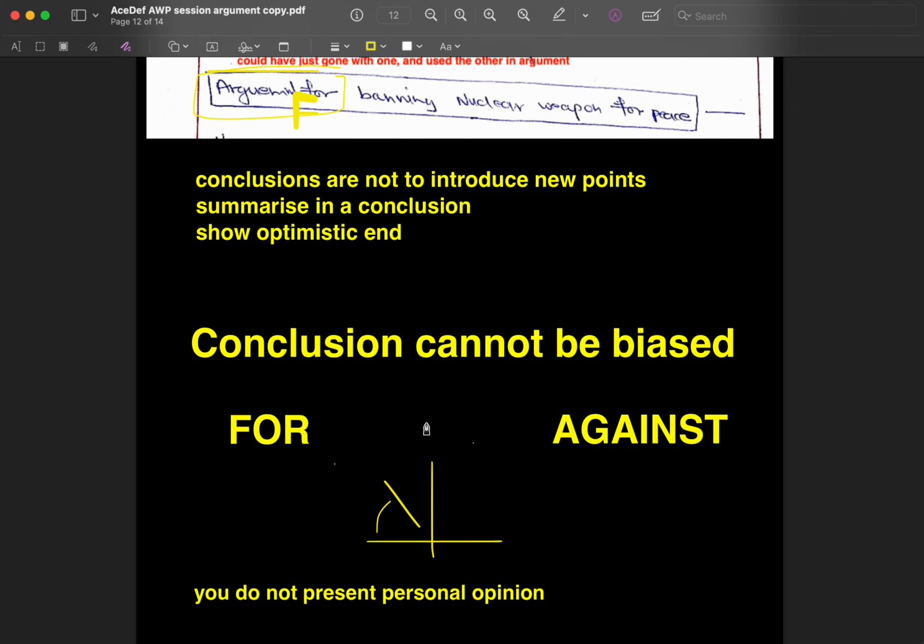And always try to write an equal number of points in the argument. And even if you are not able to recall maybe 1 or 2 points in against or for, just leave some space and you can write it later. Especially in against, you have the space because you have almost half a page empty.